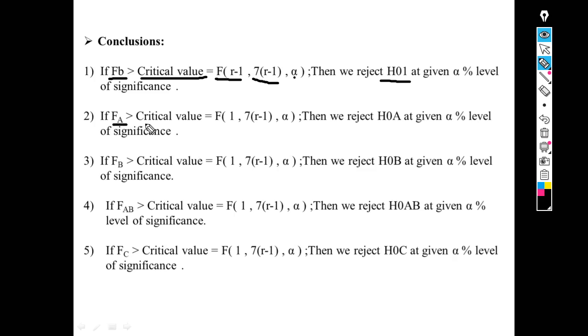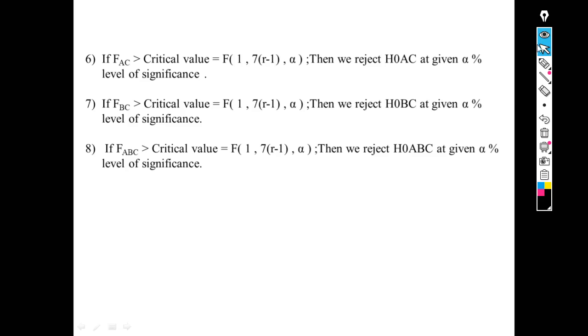Then if this FA is greater than critical value, then we reject our second hypothesis that H0A at given alpha percent level of significance, that is there is a significant difference or main effect A is significant. And in this case our critical value is F with 1 degrees of freedom, that is main effect degrees of freedom, comma error degrees of freedom, comma alpha percent level of significance. Then if this FB is greater than this critical value, then we reject our H0B at given alpha percent level of significance, that is main effect B is significant. Then if this FAB is greater than critical value, then we reject our H0AB at given alpha percent level of significance. Then if this FC is greater than critical value, then we reject H0C at given alpha percent level of significance.